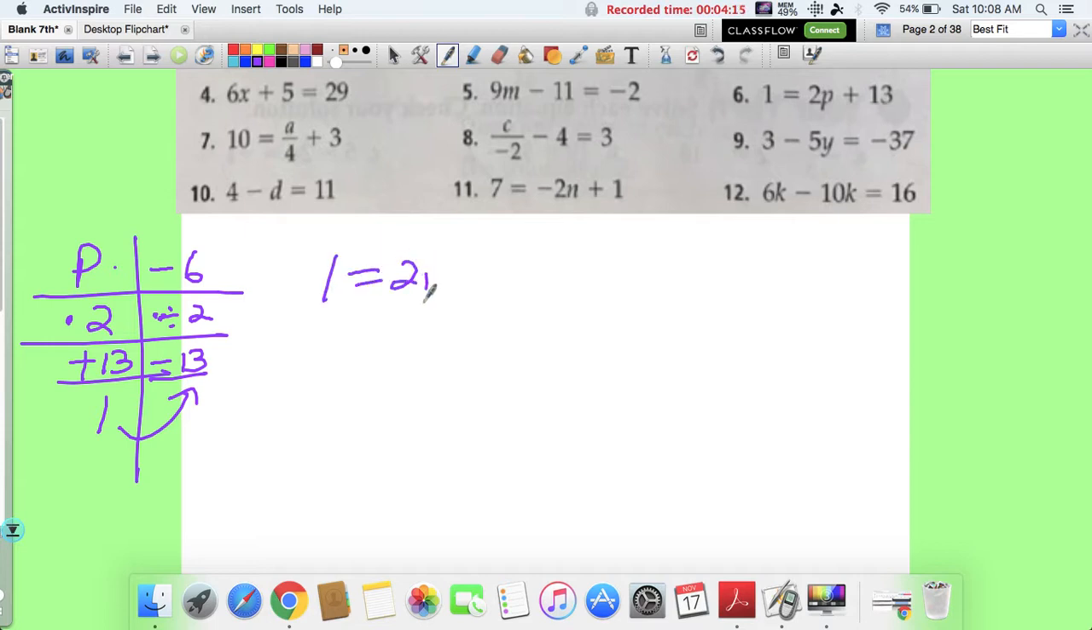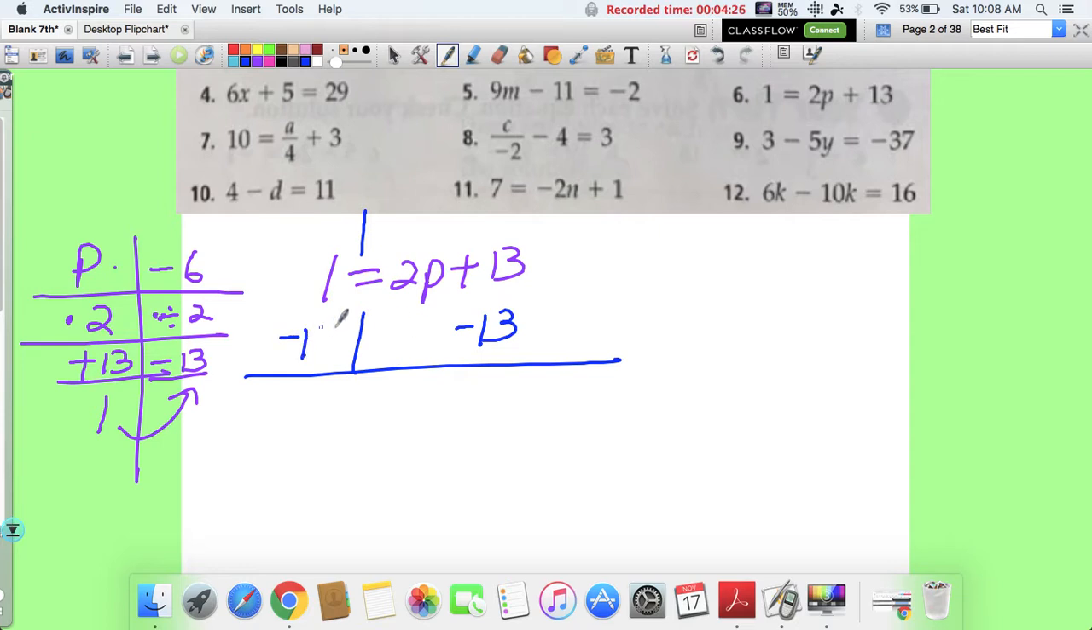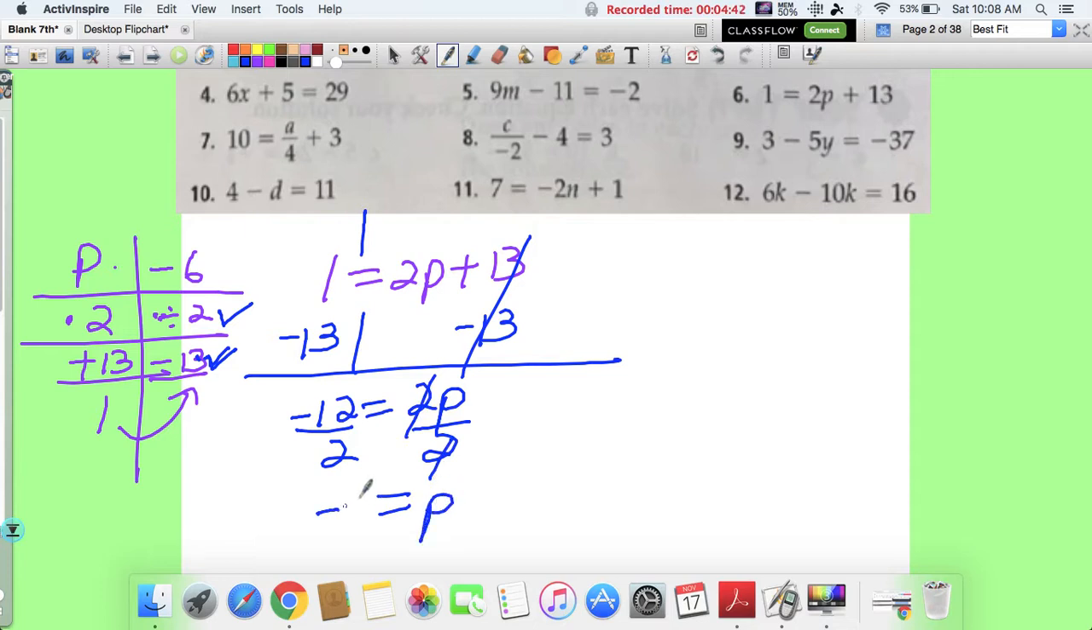1 equals 2p plus 13. So let's follow our little guideline here. First thing we do is minus 13. So it's minus 13 over here, minus 13 over here. So that's a check. So 2p, these two go to 0, and this becomes negative 12. So I did that. Second thing I want to do is divide by 2 on both sides. And p is going to give me negative 6.